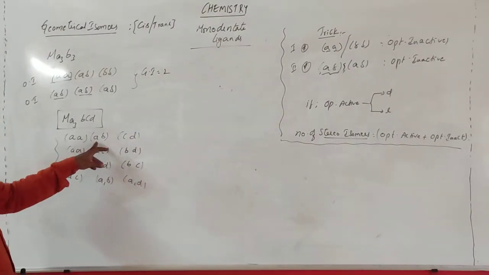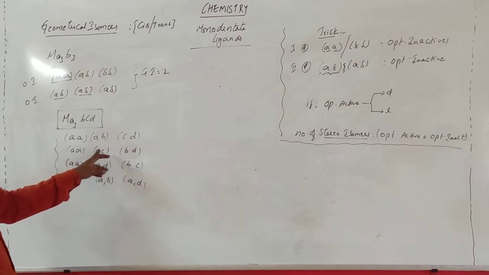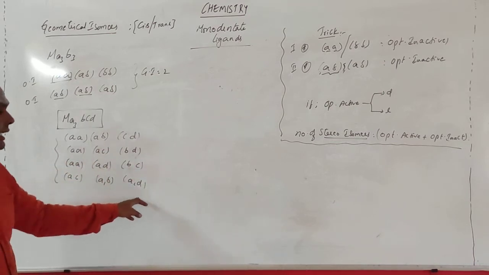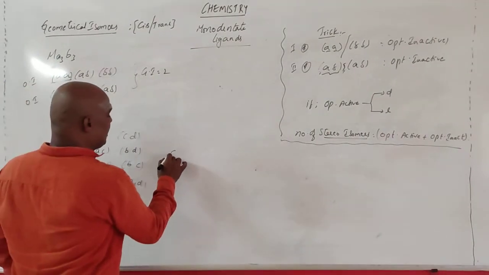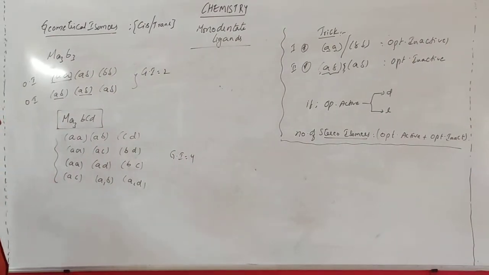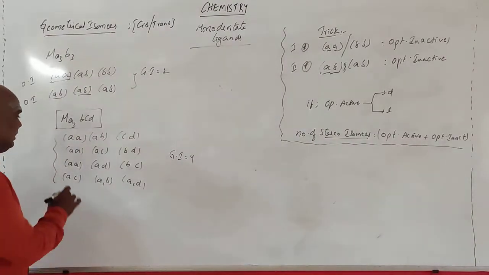See AA, AB, CD. AA, AC, BD. Okay, AA, AB, BC. AC, AB, AB. So geometrical isomers in this are 4. Go for the optical isomers.